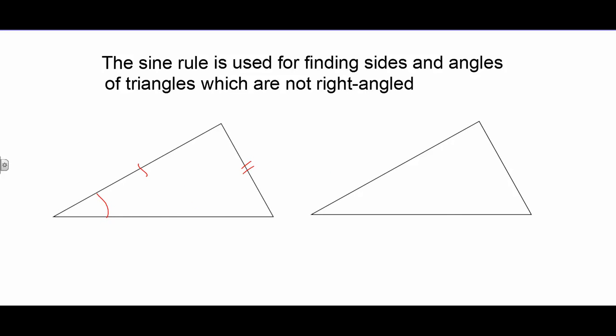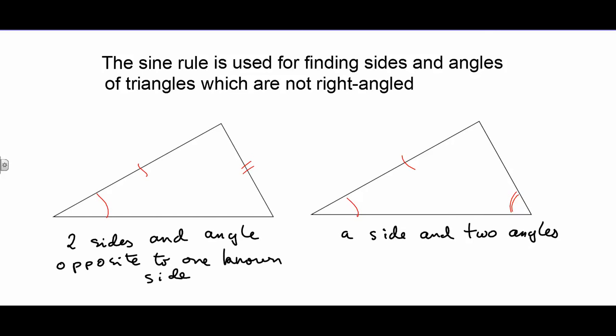Or if we know one side, say that one, and two angles, say that one and that one. Of course, if we know two angles, we will also know the third angle, because the three angles of a triangle add up to 180. So the sine rule is used to find all the unknown sides and angles of either of these triangles.